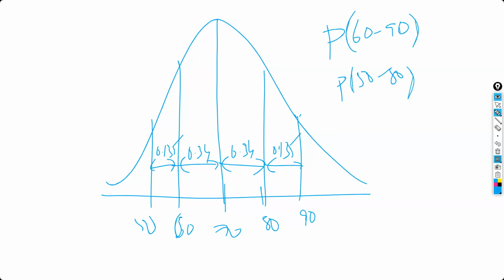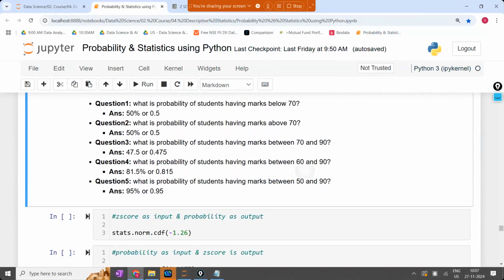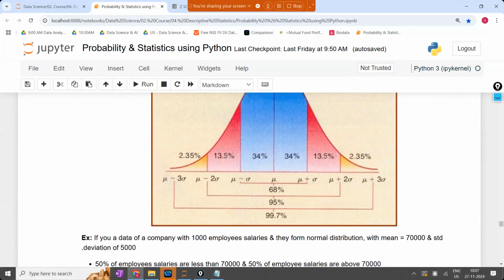Now see all your questions. What are the questions you have done? 70 to 90, 60 to 90, 50 to 90. Everything is the same way. So using this rule, we can simply calculate the probability directly. Sir, then this rule is very simple, sir. Then why calculate the Z-score and everything? Why did you ask us to do that?